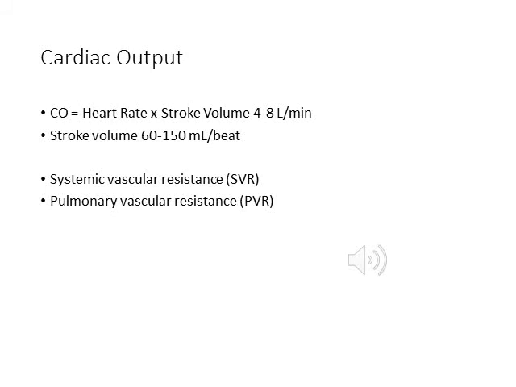So cardiac output. Cardiac output is the volume of blood in liters pumped by the heart in 1 minute. The cardiac output consists of heart rate times stroke volume, with the normal being 4 to 8 liters per minute. Stroke volume is the volume of blood ejected with each heartbeat. Preload, afterload, and contractility determine the stroke volume.